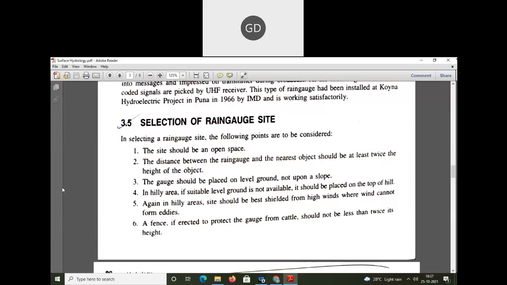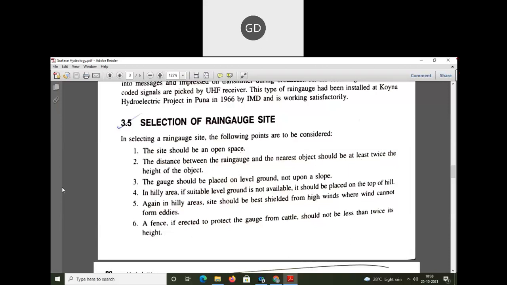Then the gauge should be placed on level ground, not upon a slope. So the gauge should be placed on uniform level ground, and it should not be in hilly or slope type of areas. It should not be installed in such a place. In hilly areas, if suitable level ground is not available, it should be placed on the top of a hill. Like I told, it should be placed on level ground, but in hilly areas, if no suitable ground is available, it can be placed on the top of the hill.